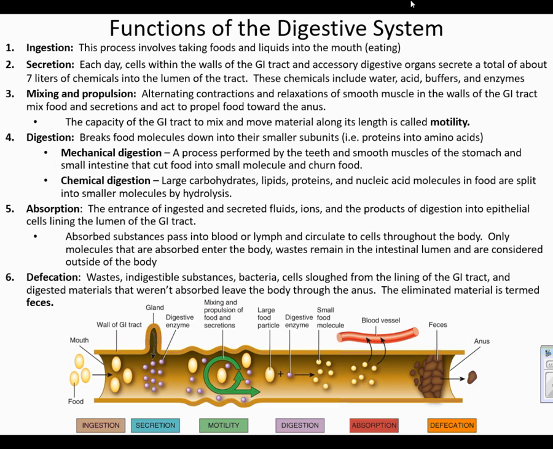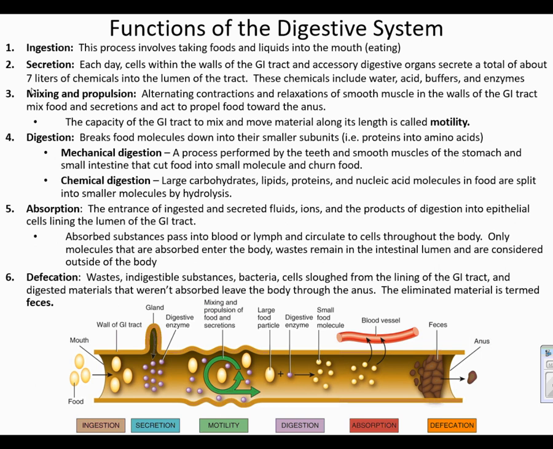Function 3 is mixing and propulsion. We have alternating contractions and relaxation of the smooth muscles in the walls of our GI tract to mix food and secretions, as well as to propel food toward our anus. So it helps mix things up. That helps with the 4th function, digestion. Now, the capacity of the GI tract to mix and move material along its length is called motility.